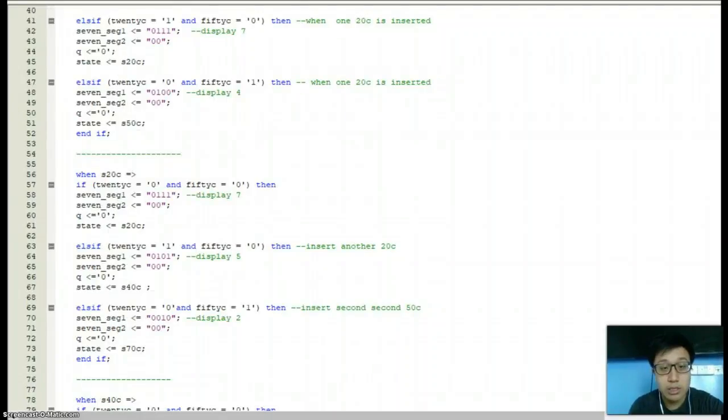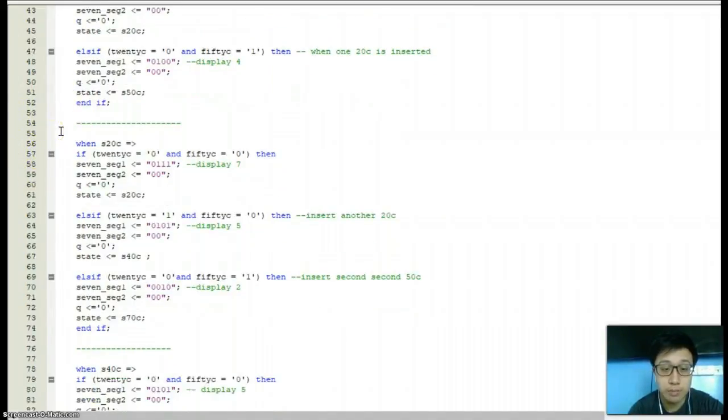The second pattern is when the display equals 70 cents. When 20 cents is inserted, it displays 70 cents. Then we put in another 20 cents, and it will show 50 cents. Then another 50 cents will show 20 cents.